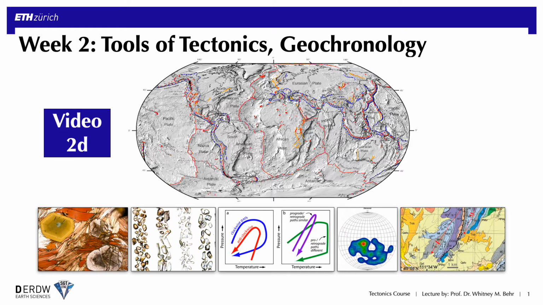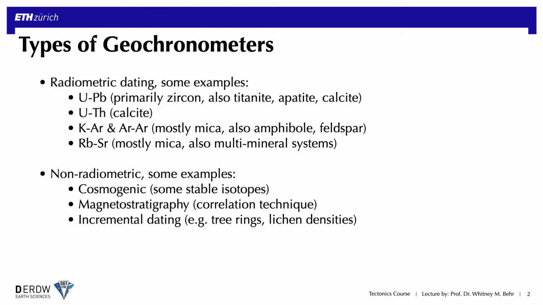Okay, so the last tool I want to quickly introduce before Sean takes over is geochronology. There are many different types of geochronometers, but here I've just listed some of the most widely used ones in tectonics. They fall into two categories: radiometric techniques, in which radioactive elements are incorporated during growth or recrystallization of a mineral, and then once they're incorporated, they start to decay to their daughter product.